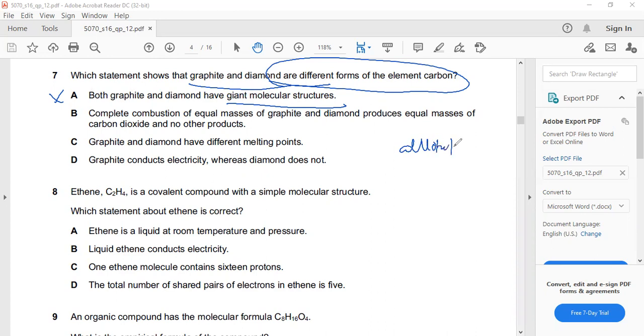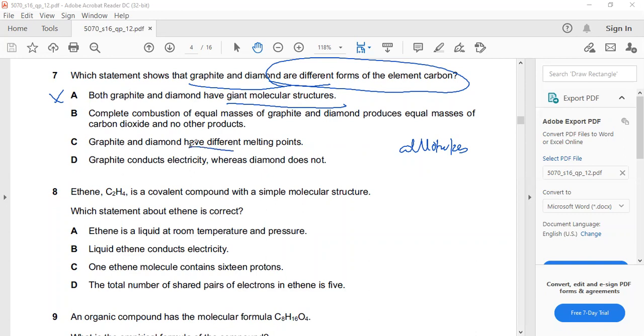Allotropes are the same element, in the same physical state. I mean, both are solid, suppose, but they have different physical properties, and they have the same chemical properties. So allotropes, in short, we say, are different forms of the same element in the same physical state.